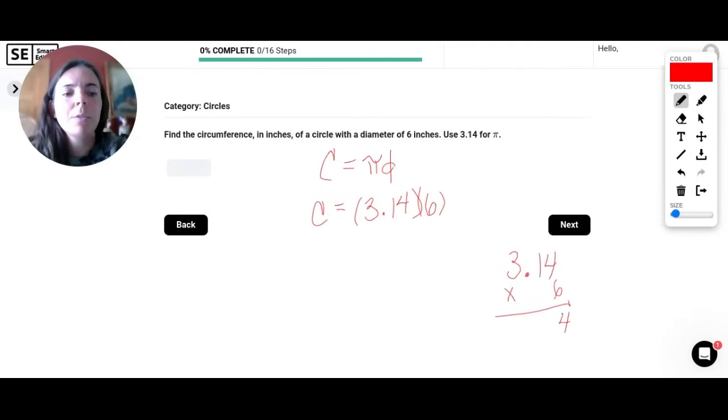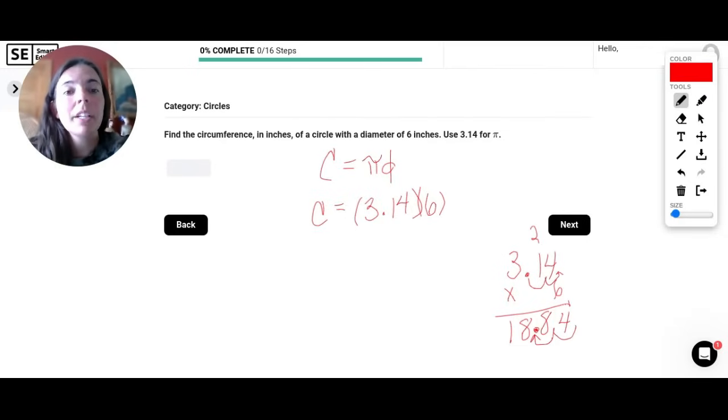4 times 6 is 24. 1 times 6, 6, 7, 8. 3 times 6 is 18. Now, where does my decimal go? So one trick is to just count the numbers to the right of the decimal. And that's how many times we move our decimal over here.